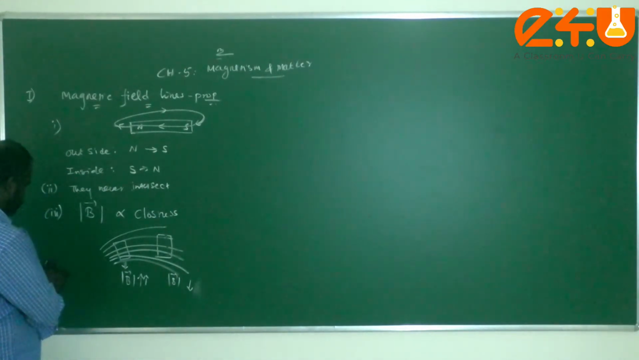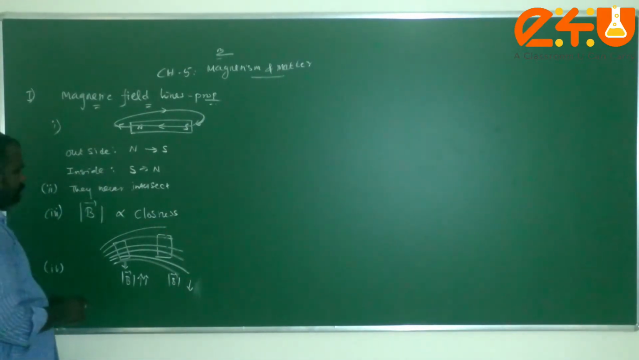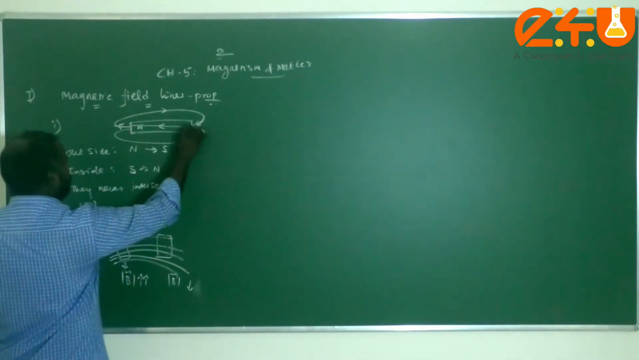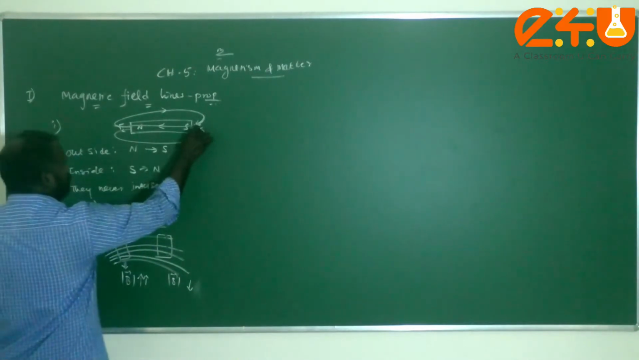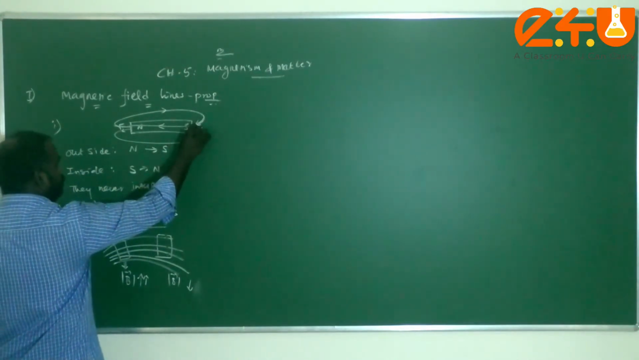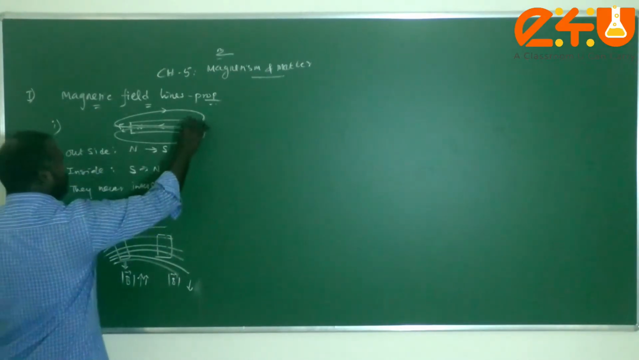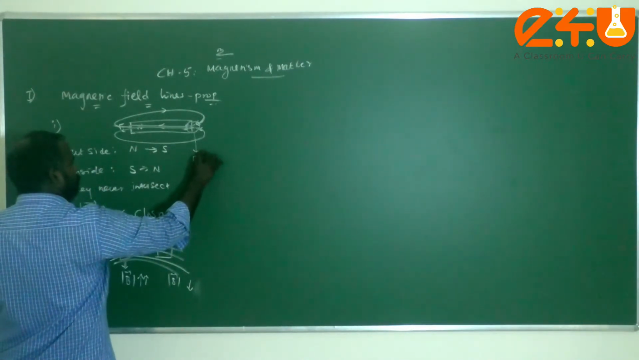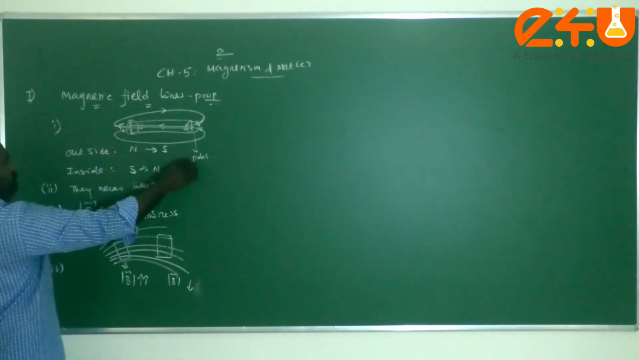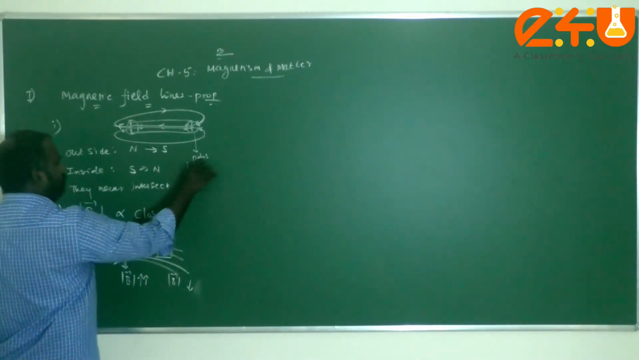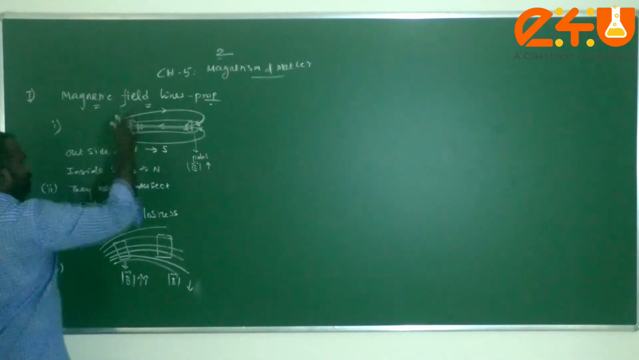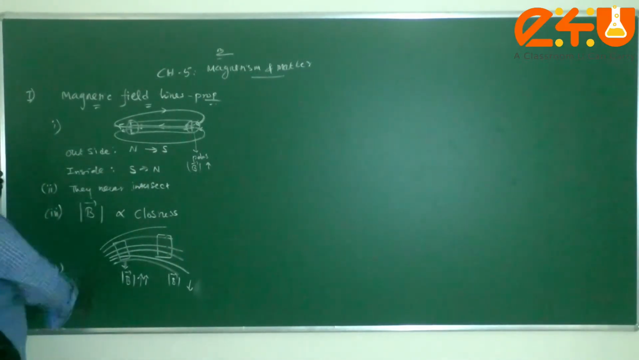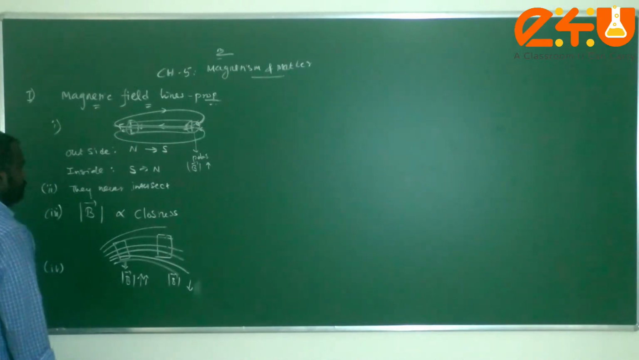And the fourth one: for a bar magnet, the field lines are very close near the poles of the magnet, which shows that the magnetic field is very strong near the poles. So the poles have a stronger magnetic field compared to the sides. Yes, these are the important properties we must consider.